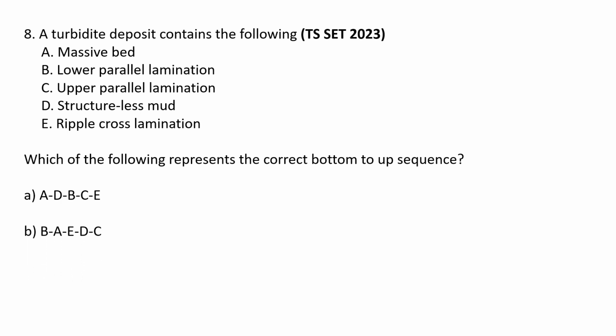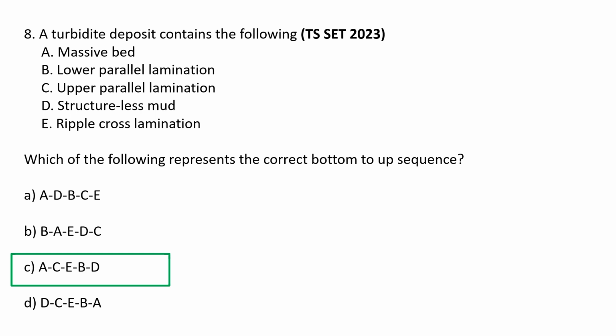So if you go from bottom to the top, the correct sequence is massive bed, then upper parallel lamination, then ripple cross lamination, then lower parallel lamination, then structureless mud. So this is the sequence from bottom to the top. So C is the correct option in a turbidite deposit.